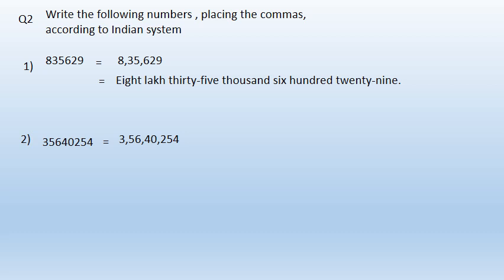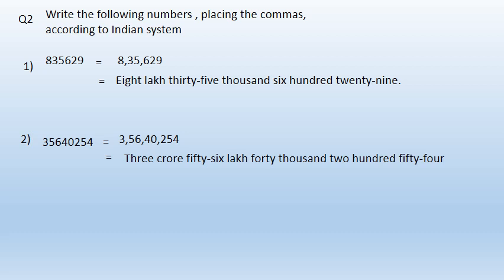So children, what have we done? We have placed the comma according to the Indian system. We have taken a 3-digit number, comma, the next 2-digit number, comma, the next 2-digit number, comma, and the last number. Okay, 254 is ones period, 40 is thousand period, 56 is lakh period, and 3 is crores. So how have we written it? 3 crores 56 lakh 40,000 and 254.